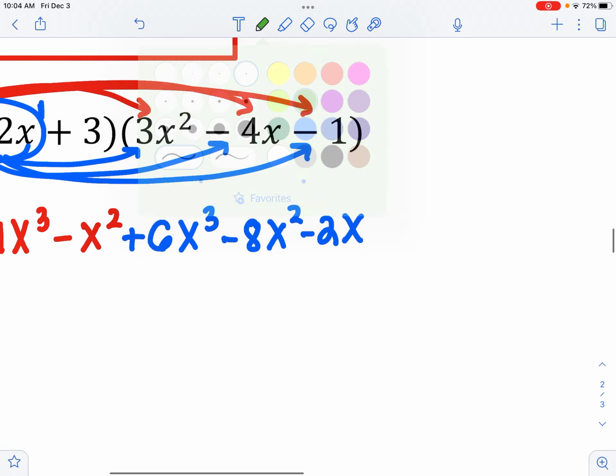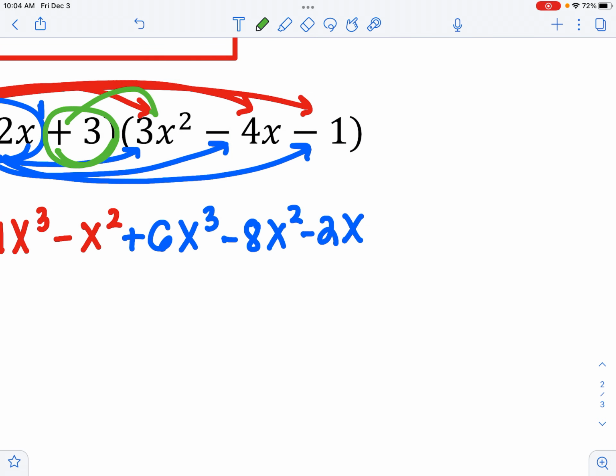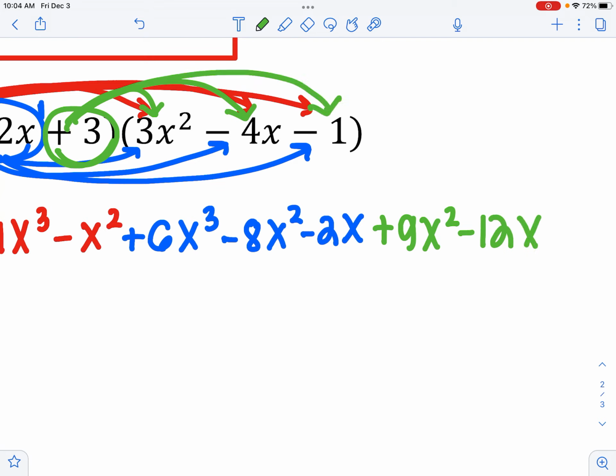Now I have to distribute that 3. So distribute this 3. 3 times 3x squared is 9x squared. 3 times negative 4x is negative 12x. 3 times negative 1 is negative 3.